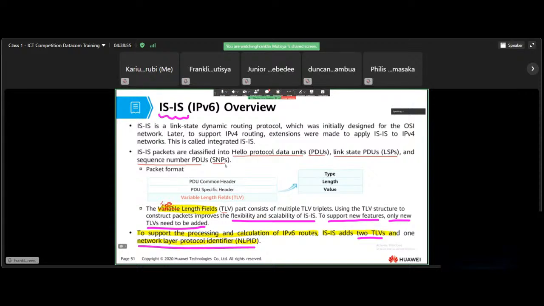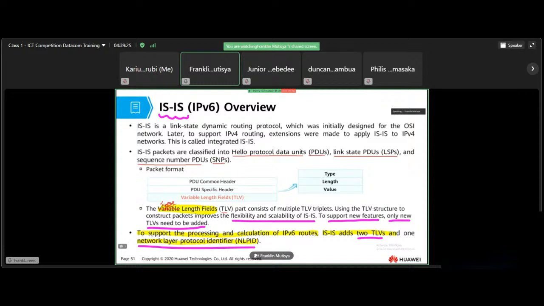All right. So we have the type length value field. We said this is a feature in ISIS which is used to provide flexibility and scalability in terms of packet construction. So when forming the packets in ISIS, TLV values are used to add more features. To support more features, TLVs need to be added.